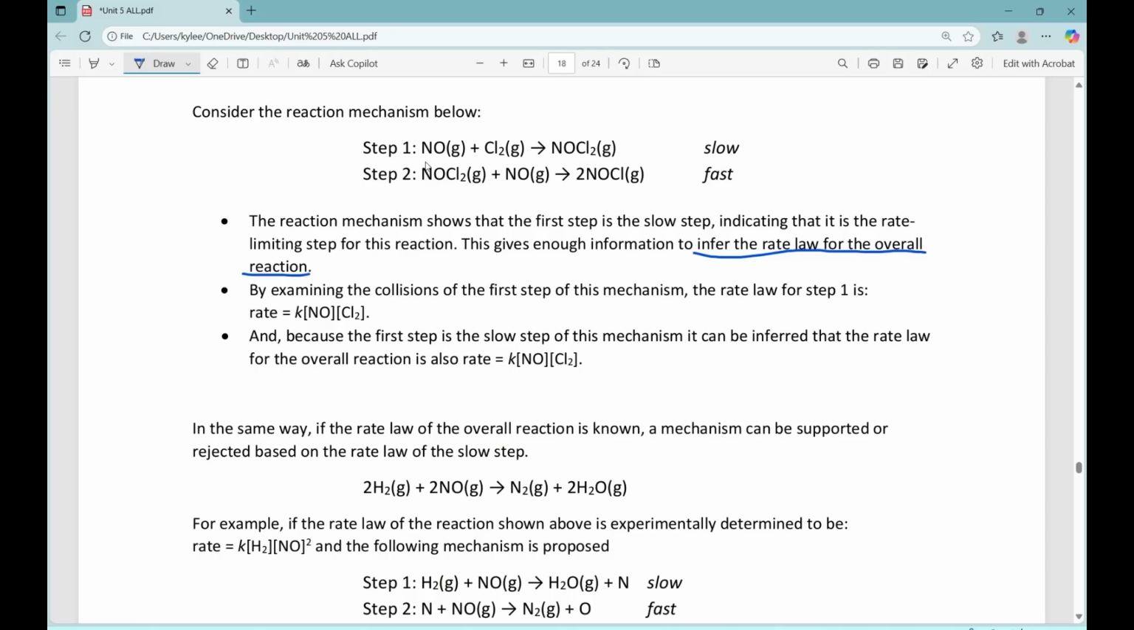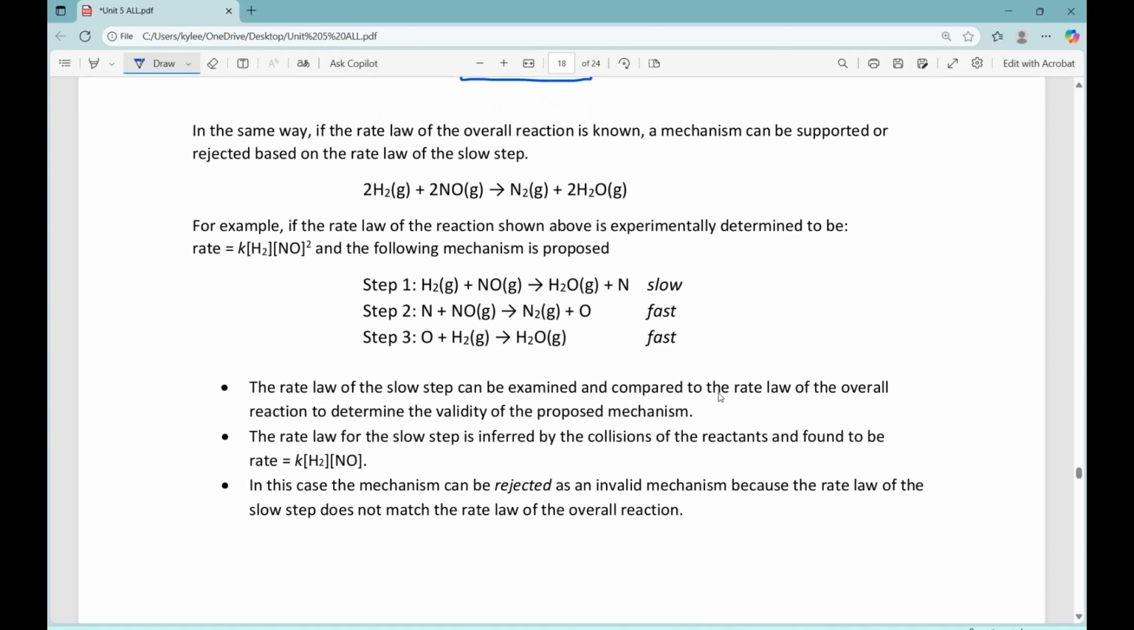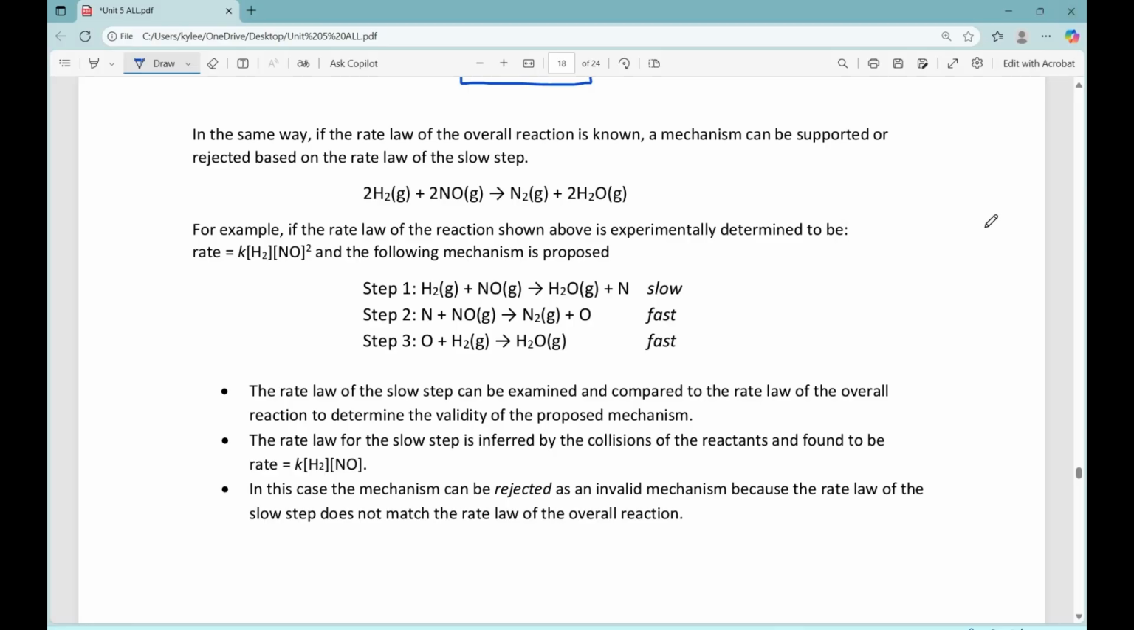So because this is the slow step, the rate law for this reaction is going to be based on that slow step. So I can write my rate law equation as rate equals K times the concentration of NO times the concentration of chlorine, because those are the two reactants that have to collide in that slow step. Because the slow step is first, this is also going to be the rate law for the overall reaction, which makes sense. In the same way that the rate law of the overall reaction is known, a mechanism can be supported or rejected based on the rate of the slow step.